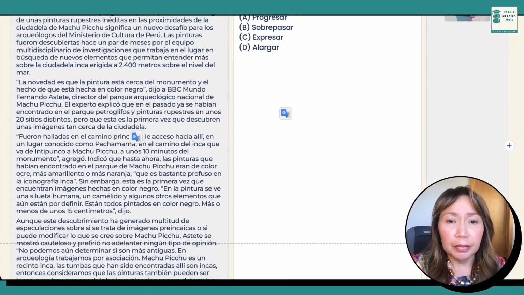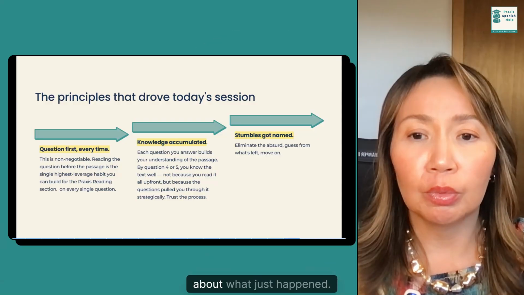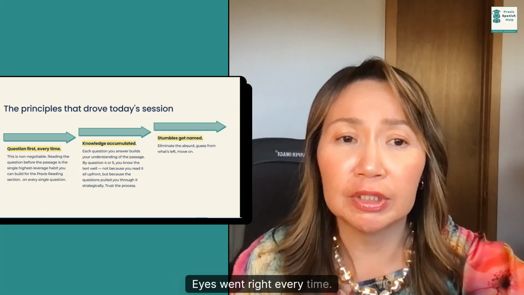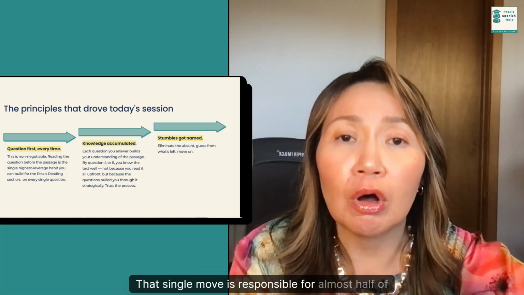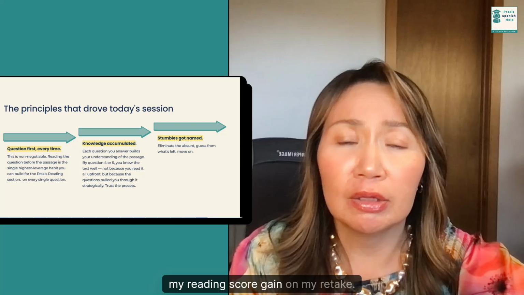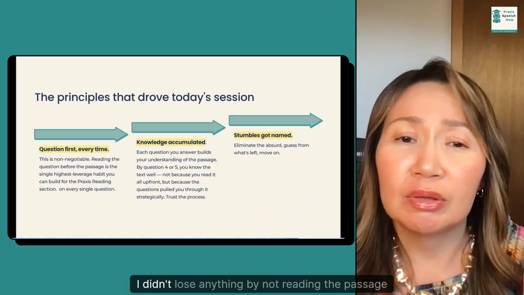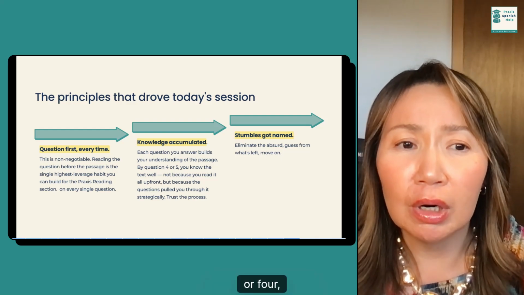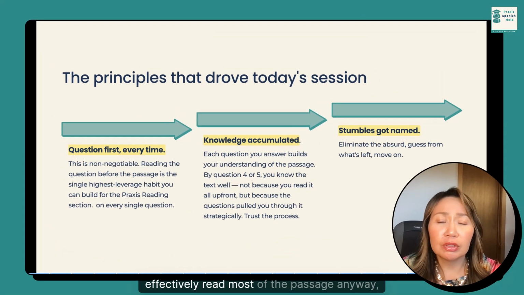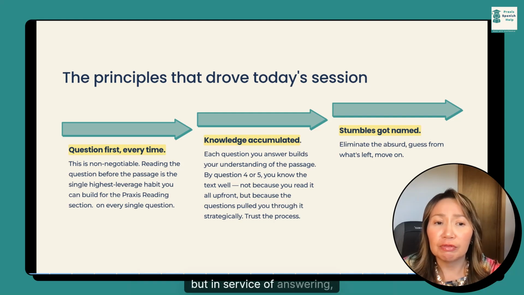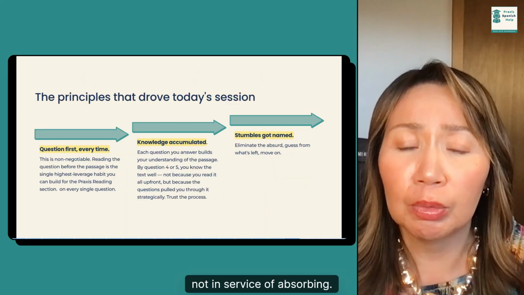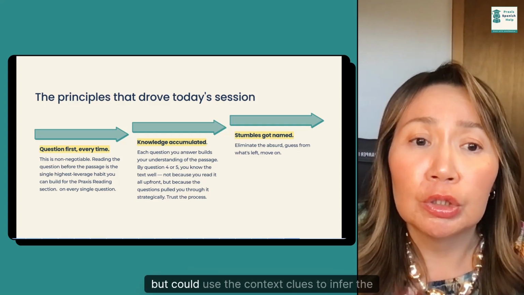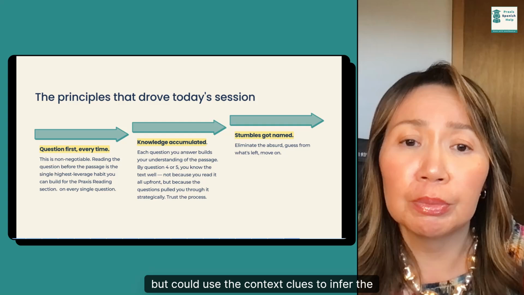So now we are going to debrief about what just happened. First, I never read the passage cold. Eyes went right every time. That single move is responsible for almost half of my reading score gain on my retake. Second, I didn't lose anything by not reading the passage up front. By questions 3 or 4, I effectively read most of the passage anyway, but in service of answering, not in service of absorbing. Also, there were some words that I did not know, but could use the context clues to infer the meaning of the word.